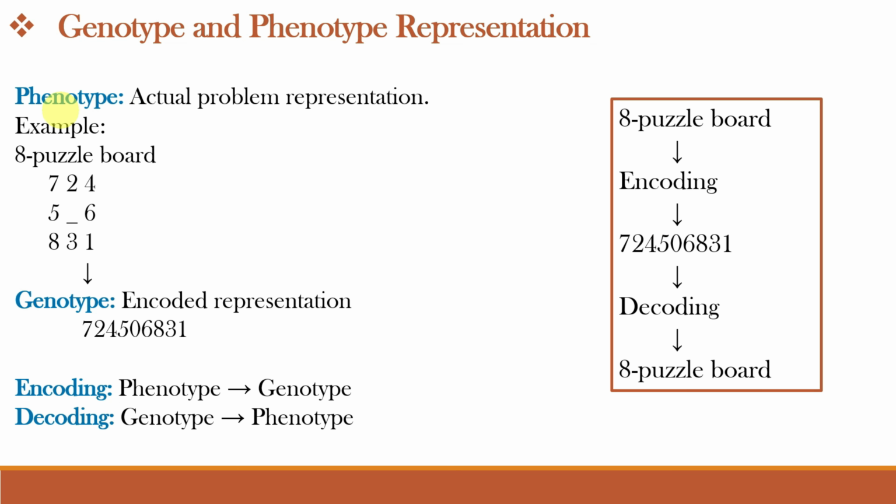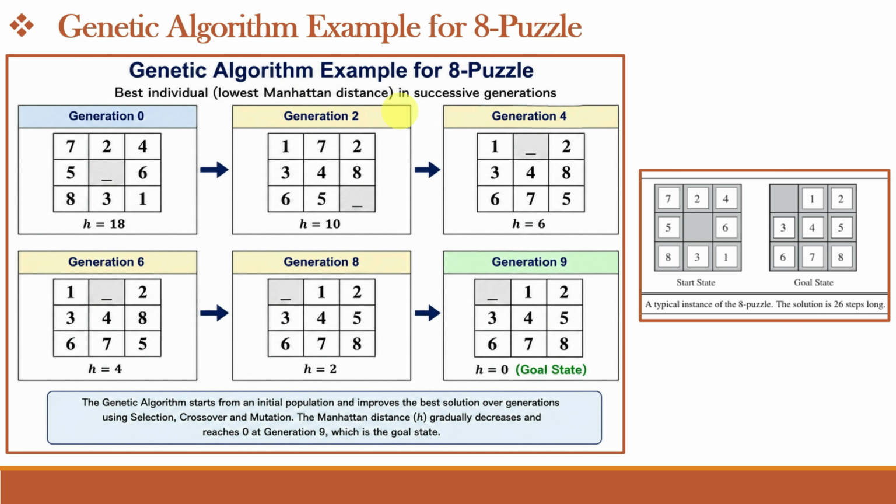Okay. In genetic algorithms, the actual problem is called the phenotype. For computation of this phenotype, the phenotype is converted into an encoded form called the genotype. So for this phenotype, this is the genotype. That is, the 8 puzzle board is represented by the string shown here. And remember, in this string, the 0 represents the blank space. Okay. So the conversion from phenotype to genotype is called encoding, and converting back to the puzzle board is called decoding.